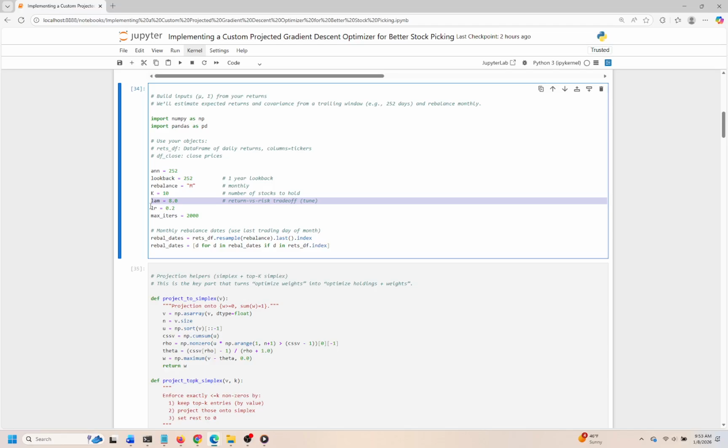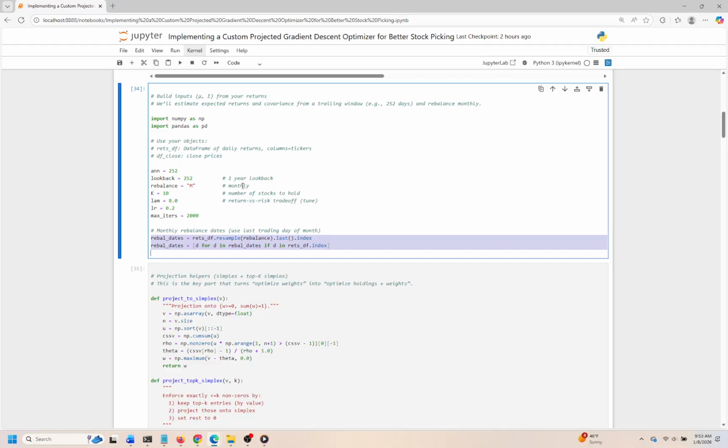The learning rate of 0.2 and the maximum number of iterations at 2,000 are put in place to guide our optimization process, ensuring that we can fine-tune our strategy effectively without excessive computation time. We then generate a list of rebalancing dates, taking the last trading day of each month to determine when to adjust our portfolio positions. This step ensures that we only consider actual trading days, enhancing the accuracy of our strategy.